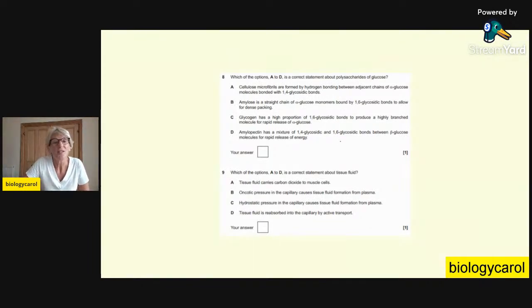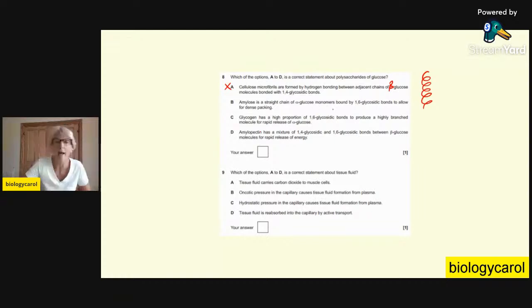Question 8, which of the options A to D is a correct statement about polysaccharides of glucose? So this is about reading the question carefully and making sure you know your stuff, knowing the detail. Cellulose microfibrils are formed by hydrogen bonding between adjacent chains of alpha glucose molecules bonded with 1,4-glycosidic bonds. I'm liking all of that, except for this bit here, which should say beta glucose molecules. So not correct.